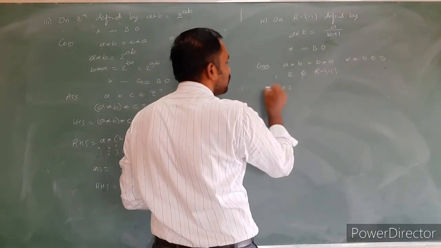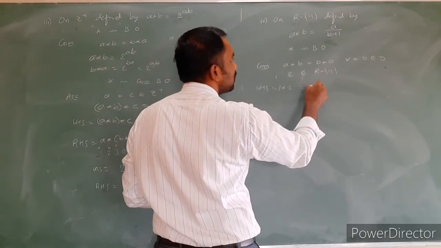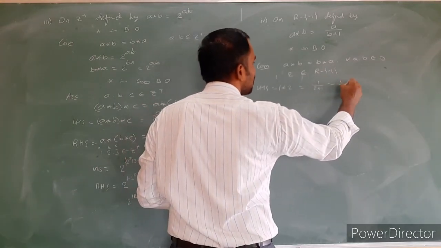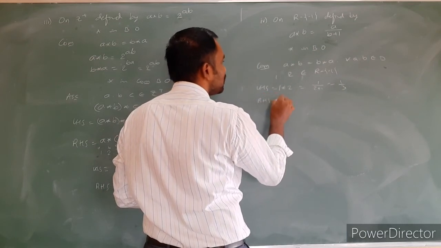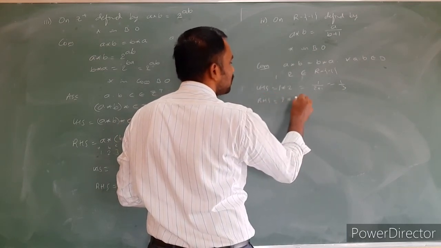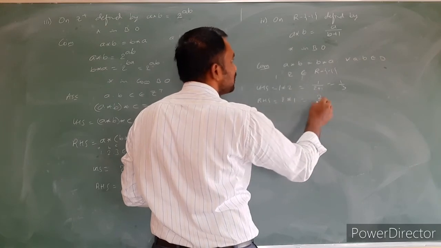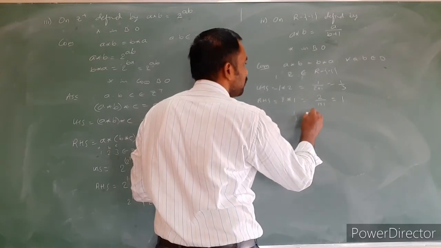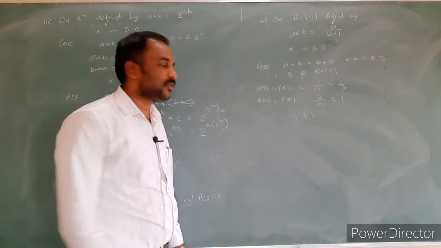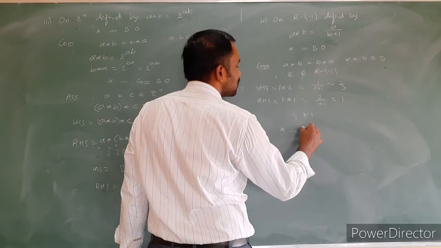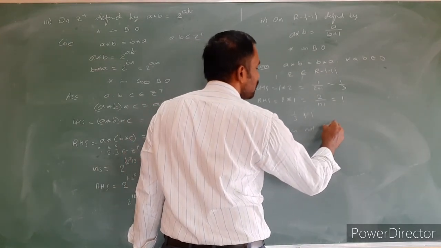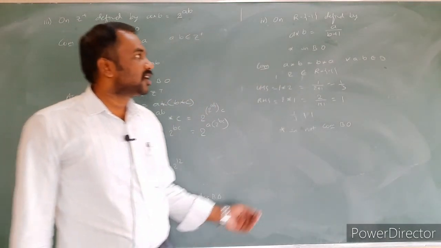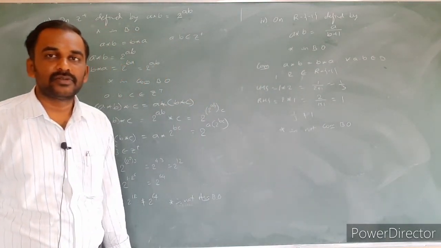What is 1 star 2? LHS part: 1 star 2 is nothing but a is 1, b is 2, so 1 divided by 2 plus 1, it is 1 divided by 3. Similarly RHS: b star a, 2 star 1, a is 2, b is 1, so 2 divided by 1 plus 1, this becomes 1. Can I say that 1 by 3 is equal to 1? Which is not possible. So surely we can say that star is not a commutative binary operation.